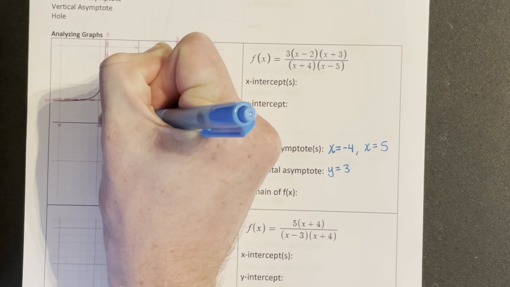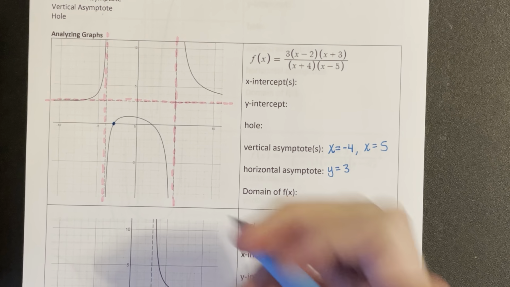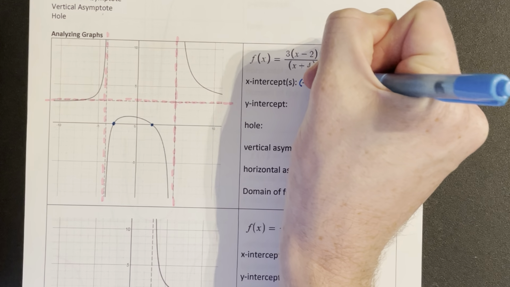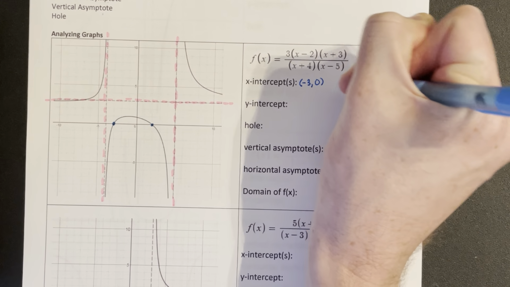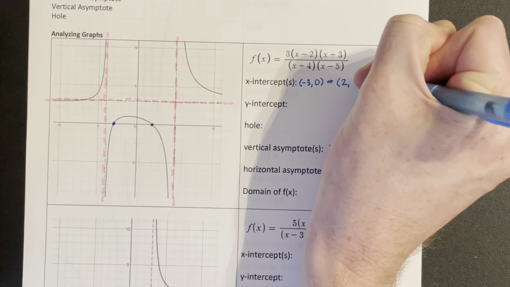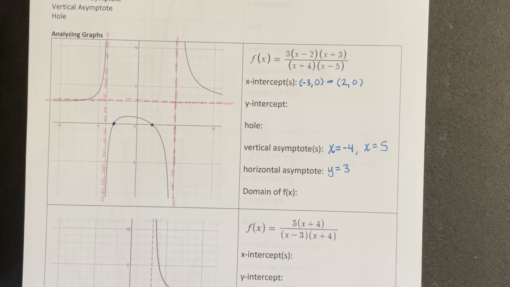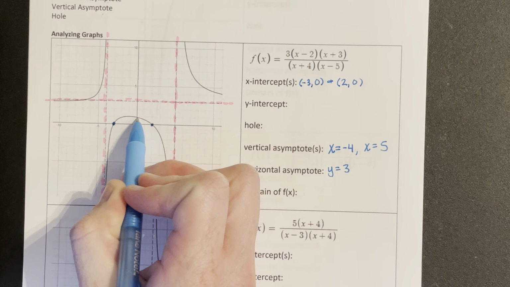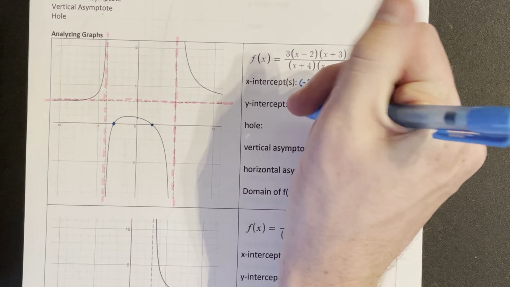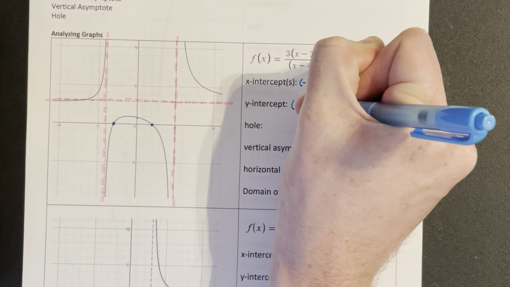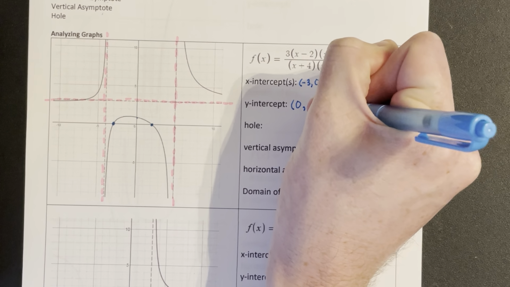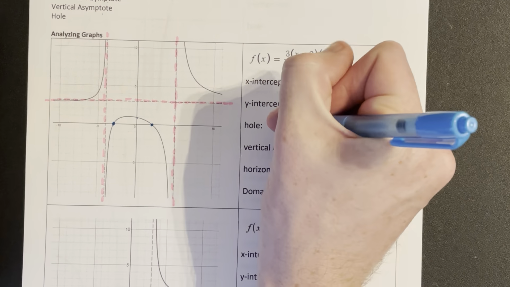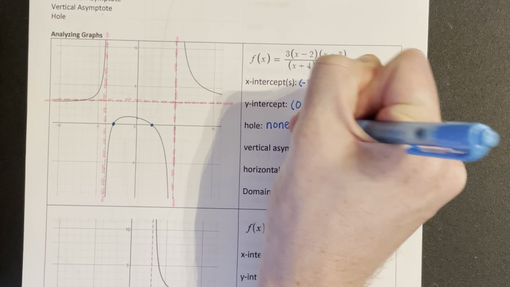Now an x-intercept is where the graph crosses the x-axis. We see one here at -3 and another one at +2. So our x-intercepts are (-3, 0) and (2, 0). The y-intercept is just under +1. So we can estimate that's about maybe 0.9. And then there are no holes in this graph.